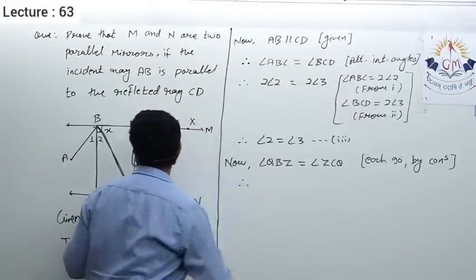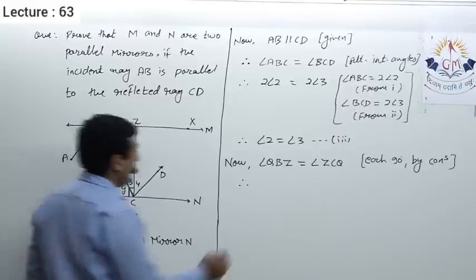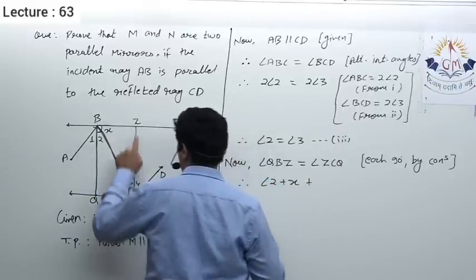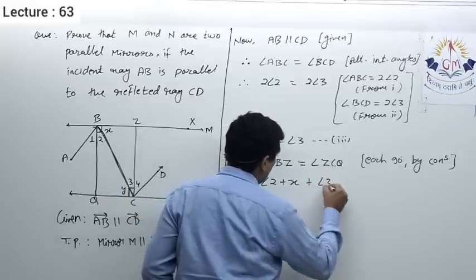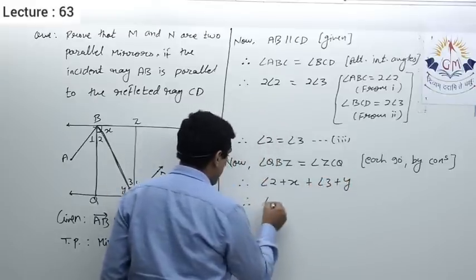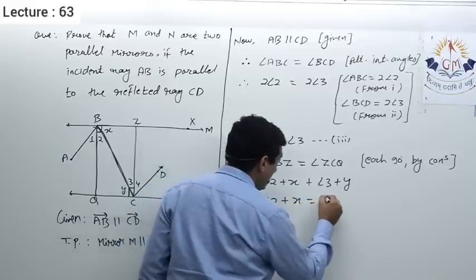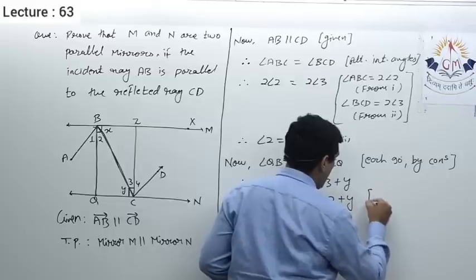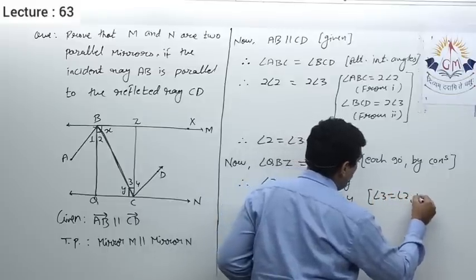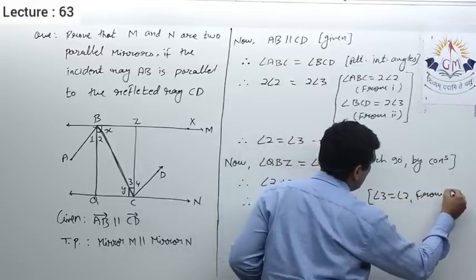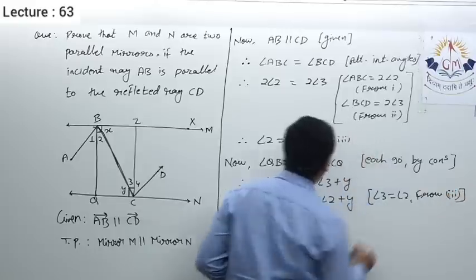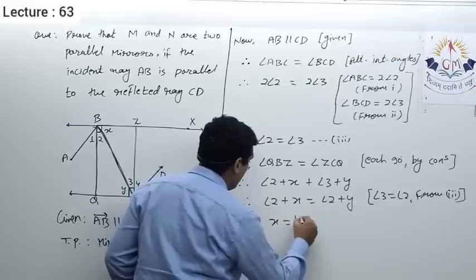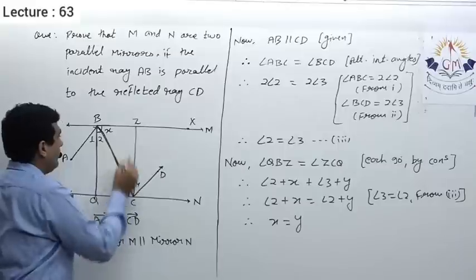Now angle QBZ can be written as angle 2 plus angle X, and angle ZCQ can be written as angle 3 plus angle Y. So angle 2 plus angle X is equal to angle 2 plus angle Y. Here I replace 3 by 2 from equation 3, because 2 and 3 are equal. So here I will conclude X equal to Y.